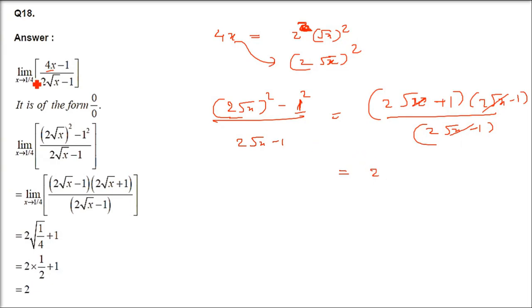Now you can apply x as 1 by 4. So 2 root of 1 by 4 plus 1, root of 1 by 4 is 1 by 2, so 2 into 1 by 2 plus 1, that is 1 plus 1, 2. So you are going to get 2.